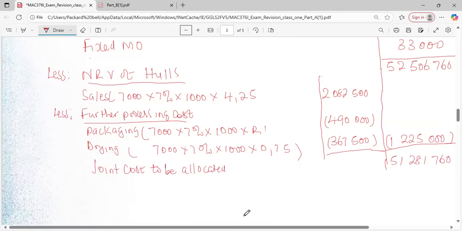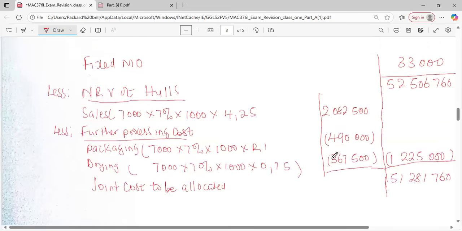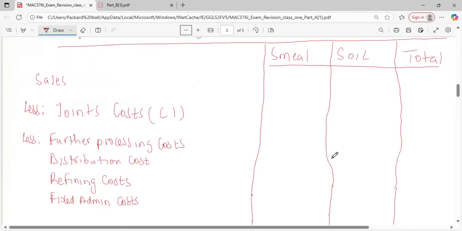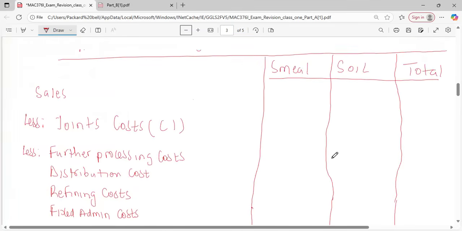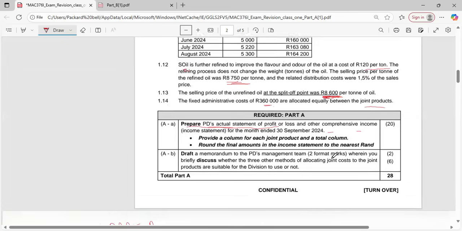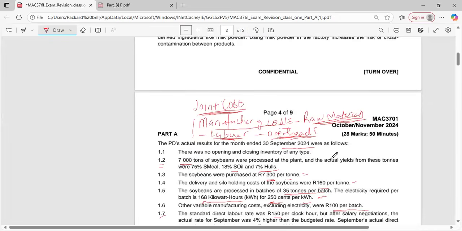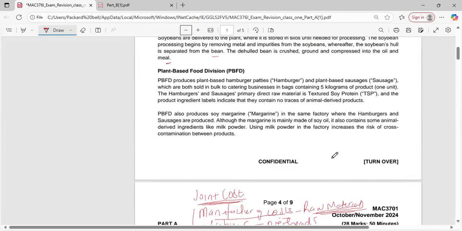What are we going to do now? We have our joint cost to be allocated to the joint product. So what are we going to do now? Remember, the reason why we are having this long calculation is that we want the joint cost that were allocated to joint products. So which means you should now come here.